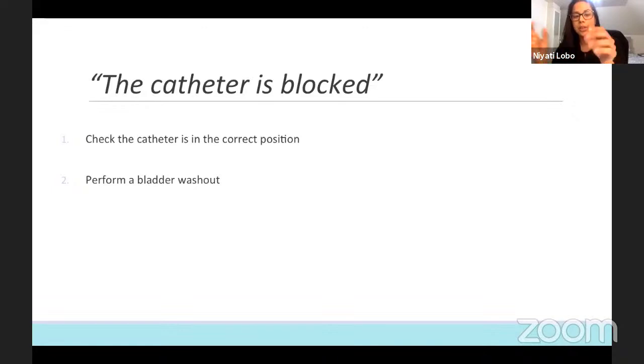So you need to have a look at the position of the catheter, look at the hilt. That should be close to the glans, close to the penis. If you're worried that the catheter isn't in the correct position, all you do is deflate the balloon and advance the catheter and then re-inflate. Once you're happy that the catheter is in the correct position, you then perform a bladder washout, because the catheter is usually blocked because of debris or because of clot in the bladder. And the way to fix both of those problems is by washing the bladder out.